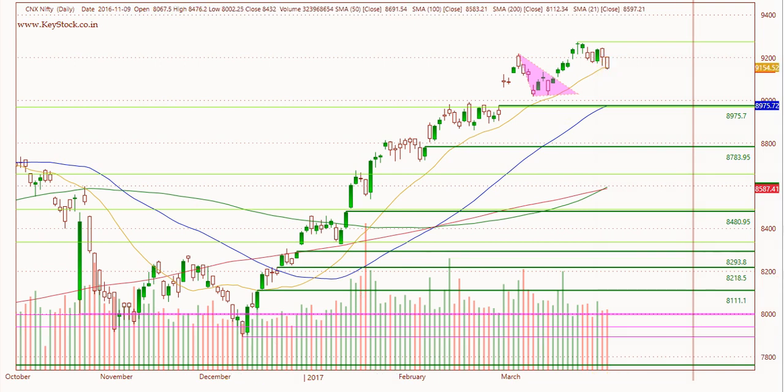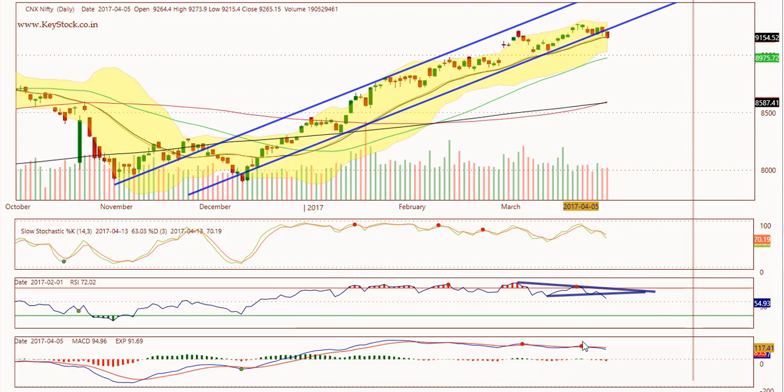Also, we have noted in the last session that mild divergences were developing on the daily chart, which are now confirmed, and also we see the RSI breaking down of this wedge as shown here in blue lines. So, concluding, my view is that the Nifty spot is mildly bearish going forward, and the moves are going to be with high volatility.